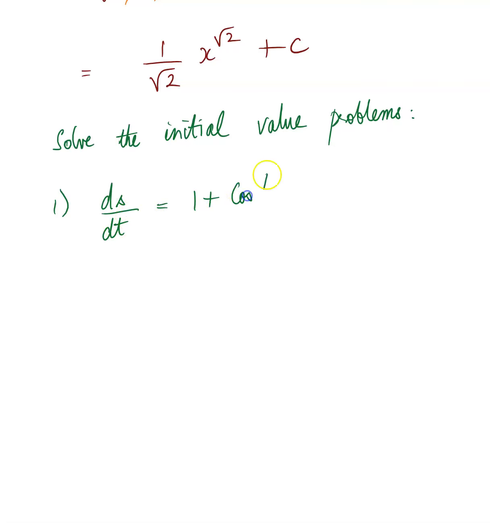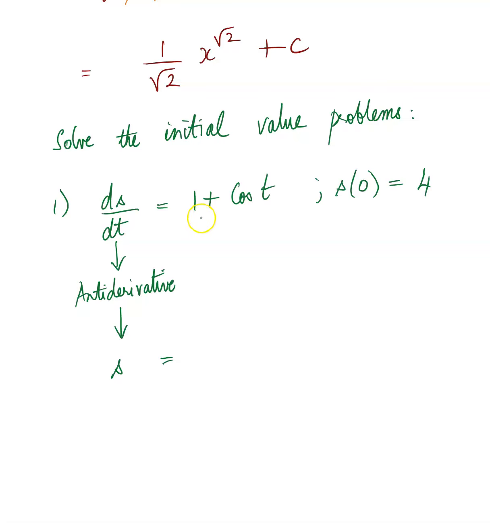ds over dt is 1 plus cosine t, s of 0 equals 4. So if you had something like this, if you recall, this was the differential equation. So we need to find the antiderivative. It's the notation change, but we've been doing the same thing all along, be it the integral sign or the other sign that also looks like an S, right? The antiderivative version doesn't matter, because antiderivative of ds over dt is just the s.